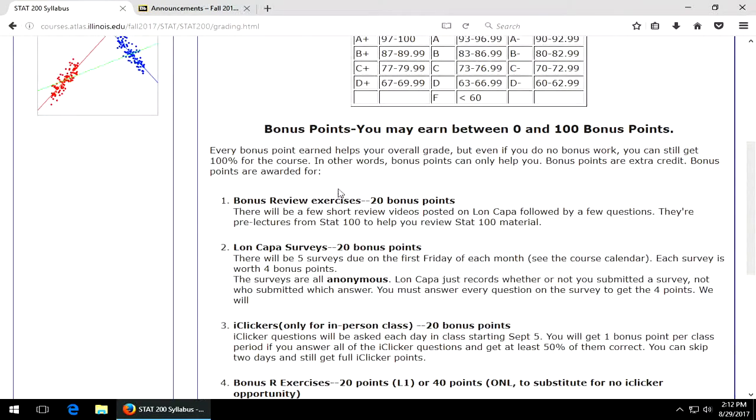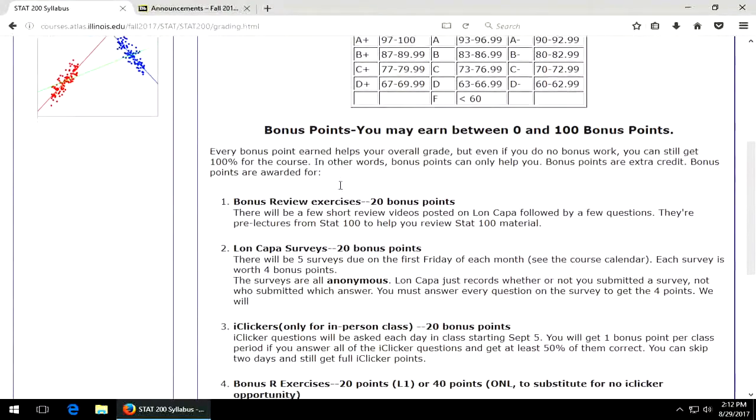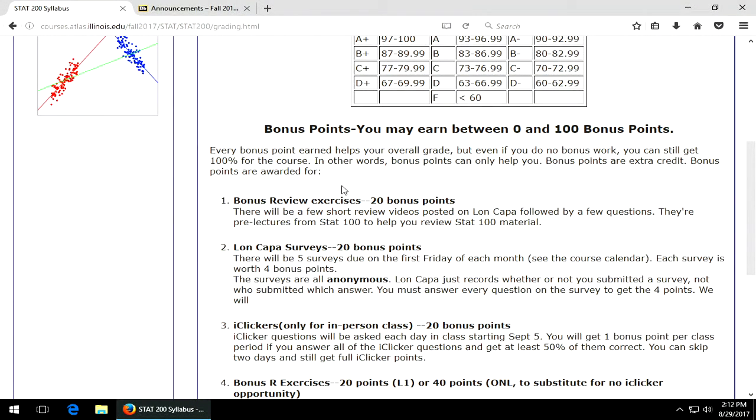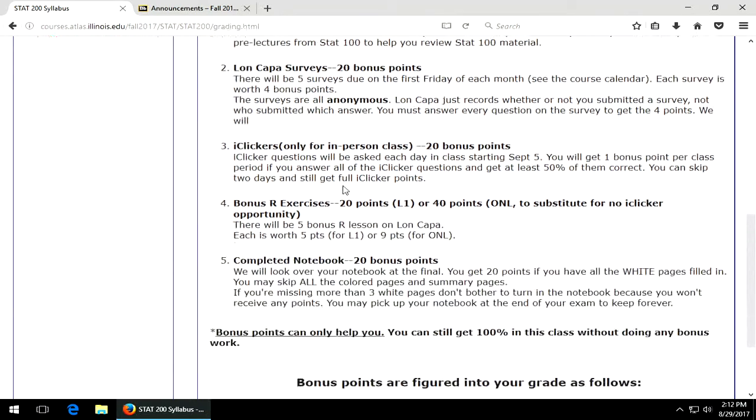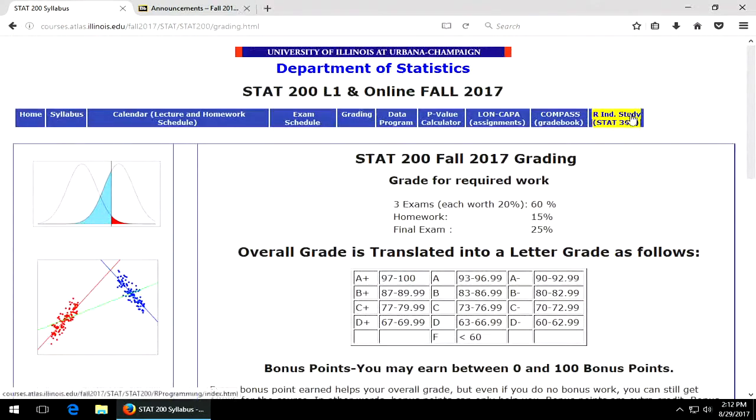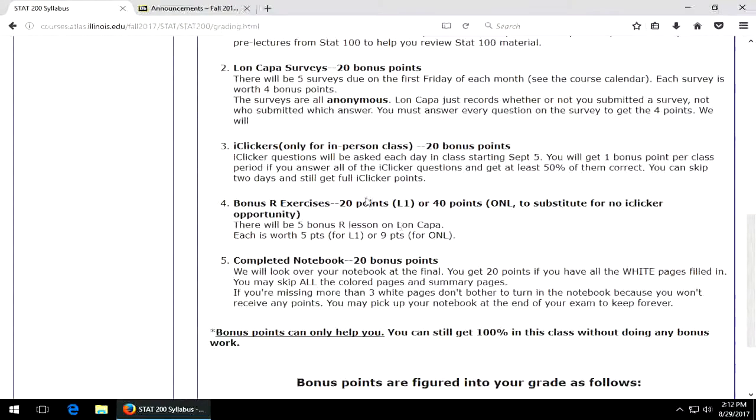So now here are all these bonus points. These are ways to encourage you to do things I think you should do anyway. The first two I've already talked about: the long campus surveys, for which you get bonus points, and the review exercises and iClickers. This one is for the in-person class only. Now, for the online class, so everybody has this: as I said before, if you're serious, you can do this R independent study. And of course, I encourage everyone to do these bonus R exercises.